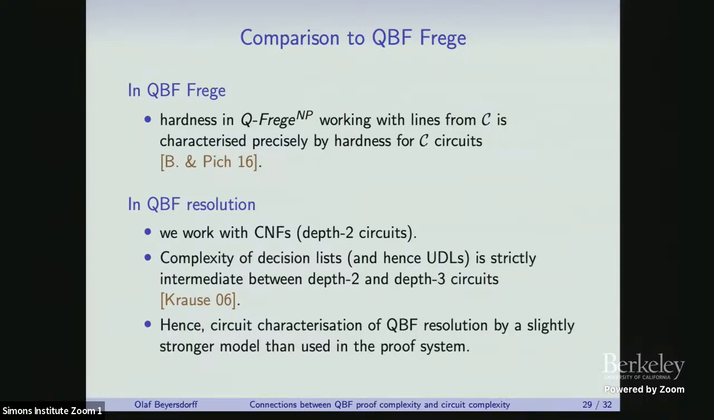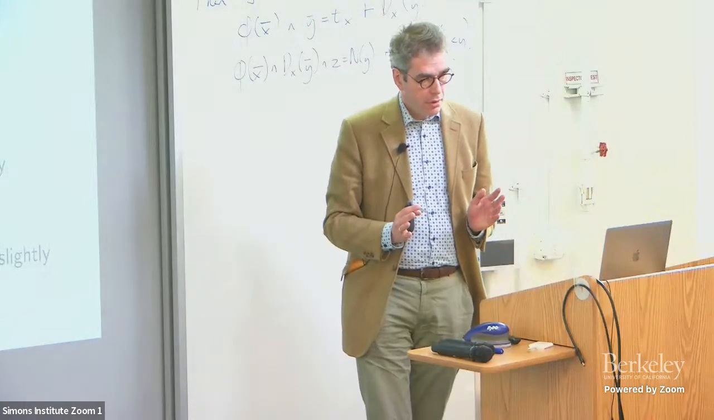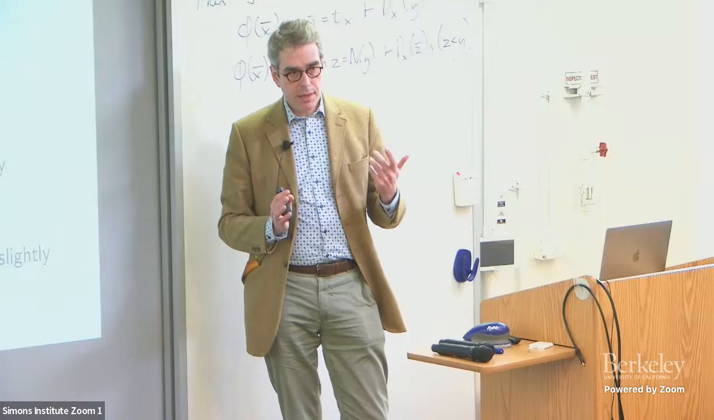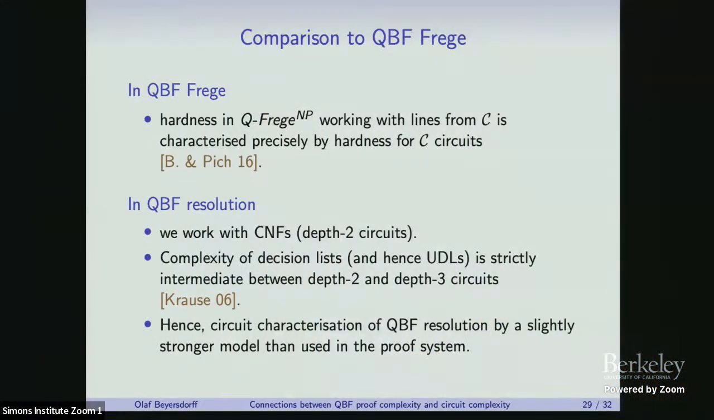Okay, so just to compare to the previous results where we had this characterization for Frege, the circuit classes were exactly the lines that the system operates with. QFrege working with lines from C was characterized exactly by hardness for C circuits. This is now a bit different because in resolution, we obviously work with CNF, so you can think of depth two circuits perhaps. And intriguingly, the complexity of decision lists, and hence also our UDL model, is known to be strictly intermediate between depth two and depth three circuits. That's a result by Krause. So somehow there isn't this tight correspondence anymore between the complexity of the lines and the complexity of the circuit model. If you translate these UDLs into bounded depth circuits, you are strictly between depth two and depth three. So that means the circuit model is slightly stronger than what the proof system uses.